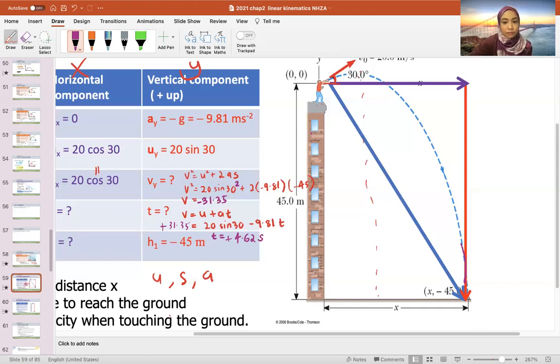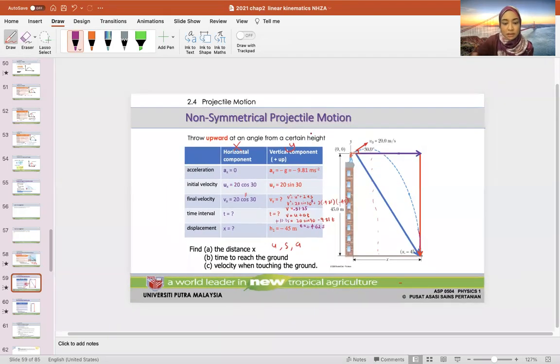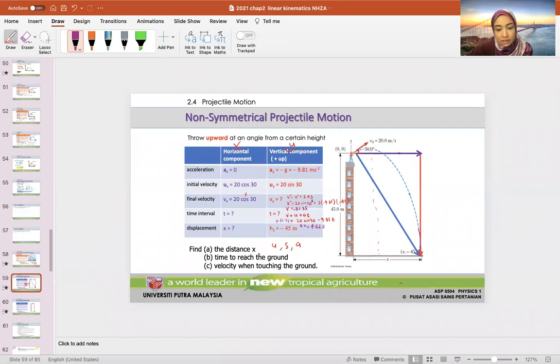Alright, so we solve for that. Quite easy, right? The distance. Now we solve for the distance x. Time to reach the ground, we found it. Velocity when touching the ground, we found it as well. So the time that we got from the y side is equal to the x side.